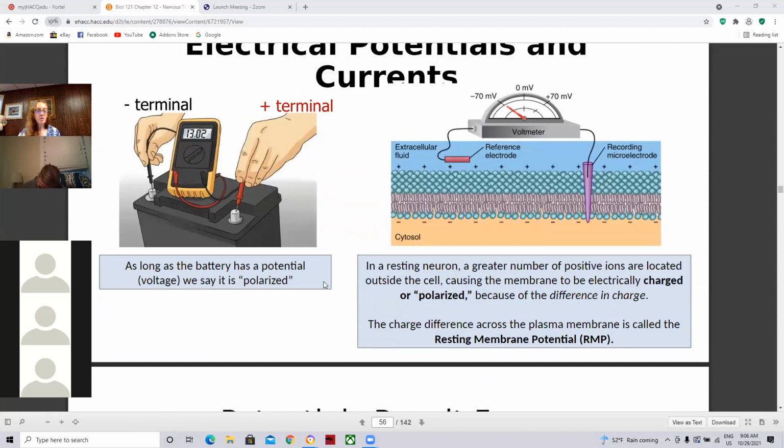As long as the battery has a potential, which we call the voltage. So the voltage is the amount of charge that's separated. In your 9-volt battery, there's a potential separation of charge of 9 volts. I think in most watch batteries, it's like 1.5 volts or something like that. So as long as there's a separation in charge, just like any polar molecule, we can say that membrane is polarized.